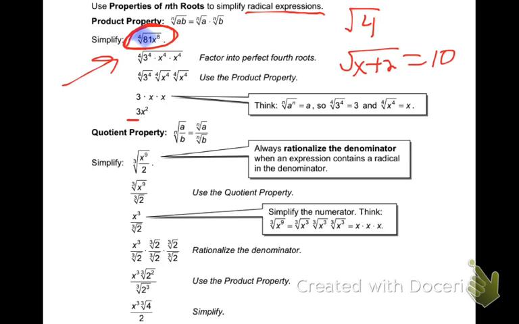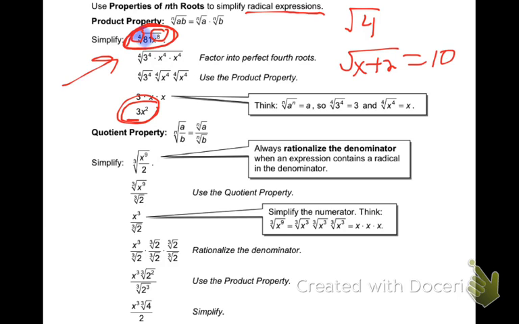What I mean is I have the fourth root of x to the 8th, and you're like, well, I have no idea. When you have a radical and you have variables, all you're going to do is divide. What is 8 divided by 4? 2. So my answer here is 3x to the 2nd power. I'm just taking x to the 8th divided by 4 and I get x squared. So x squared times x squared times x squared times x squared would give me x to the 8th. It's the same thing.